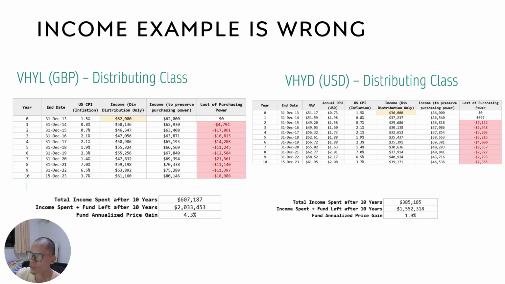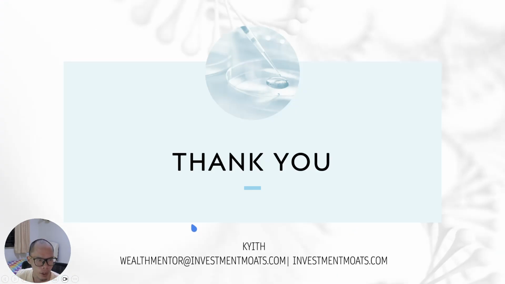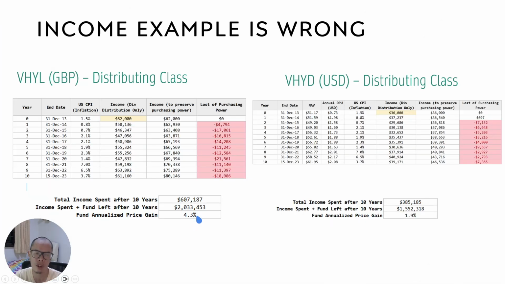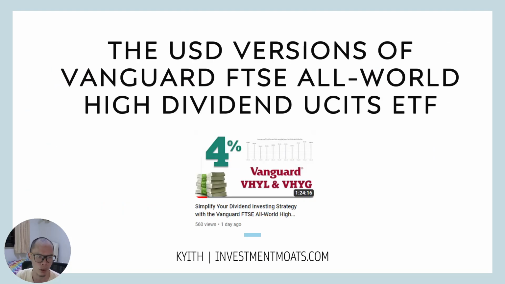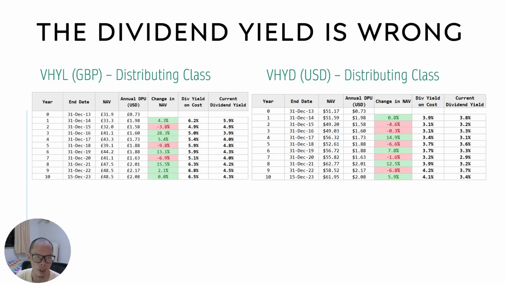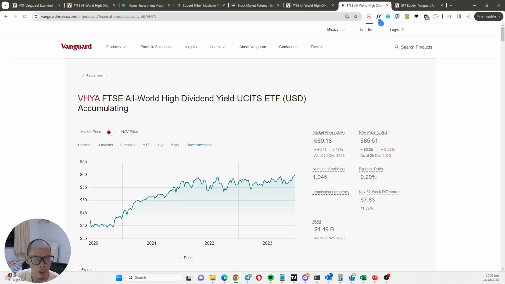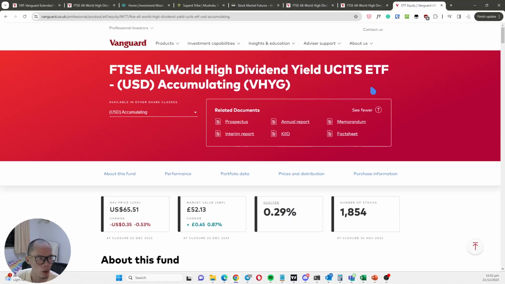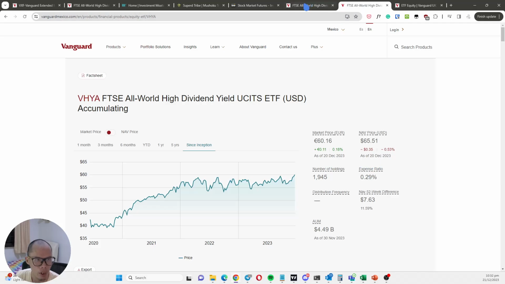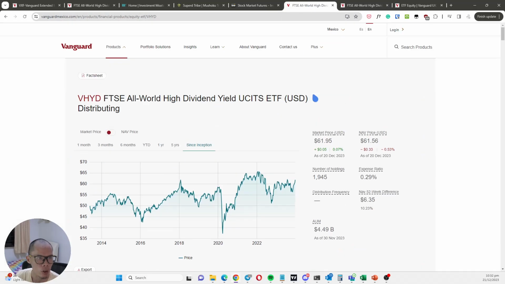So I think that's the end of my presentation. Hopefully this clears the air on some of these things. If you're interested in the US denominated class, do check out VHYA and VHYD over here, with VHYA for the accumulating share class and VHYD for the distribution share class. Hope you enjoy this, and see you in the next video.